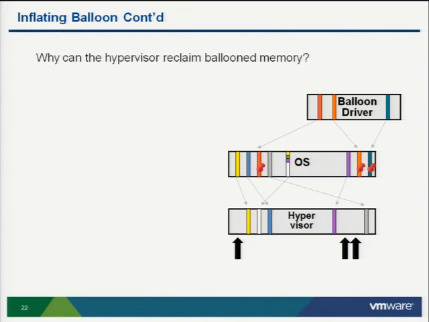During the normal course of operation, why can't the hypervisor just take memory away from the VM? Just take it away. What would happen? I can hear a few things. Just shout it out. Anybody? Guest would fall over. Okay. Why would the guest fall over?